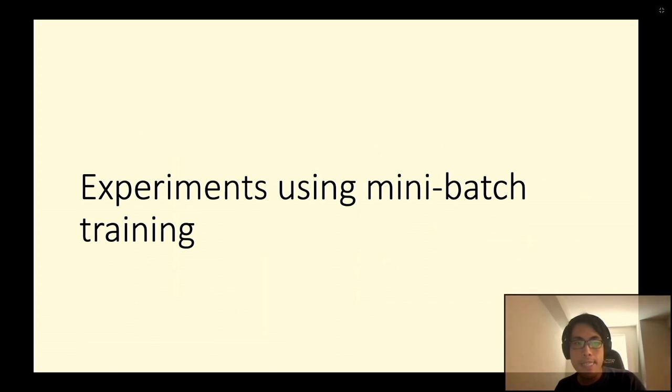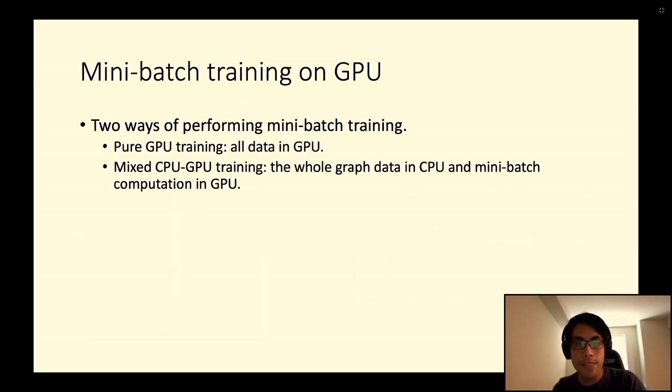Okay, now let's see some experiment results using mini-batch training. The result is actually quite different. For mini-batch training, there are two ways to perform it in GPU. If the graph data is small enough to be completely stored in GPU memory, then we can perform all the operations required by mini-batch computation in GPU. But if the graph data is large, we have to store the graph data in CPU and then perform mini-batch computation in GPU. We refer to this case as mixed CPU-GPU training. In the following benchmark, we will show both of them.